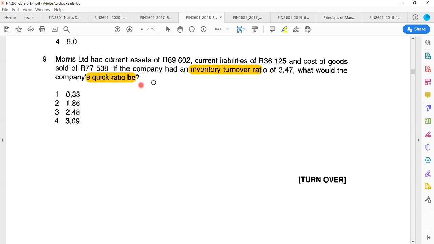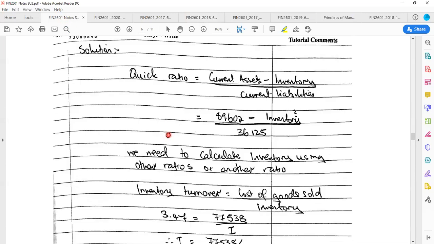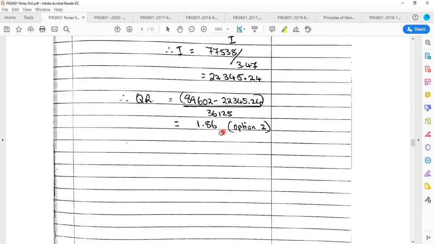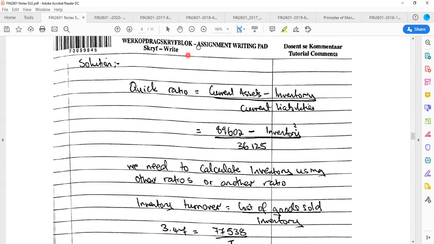Okay, so hopefully you were able to do this calculation, and hopefully you got 1.86, which is option 2. I'll now take you through how we do this. So the starting point is always you first write out the ratio of whatever you want to find. In this case, our quick ratio is given by current assets minus inventory over current liabilities. This is the formula for the quick ratio, right?